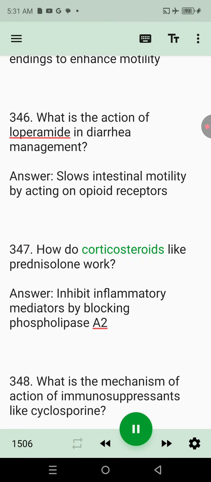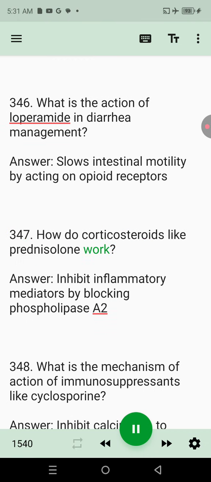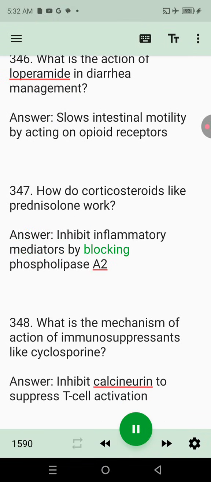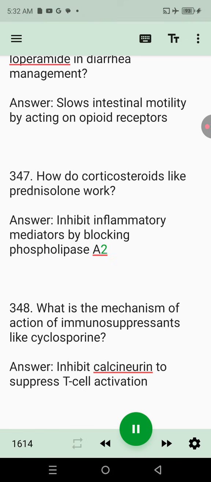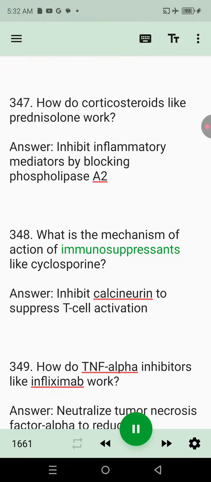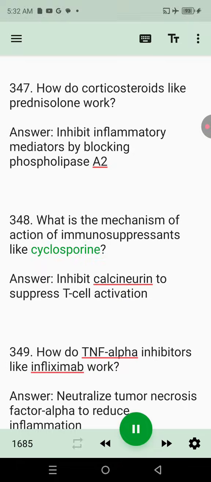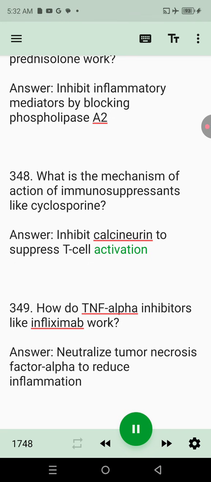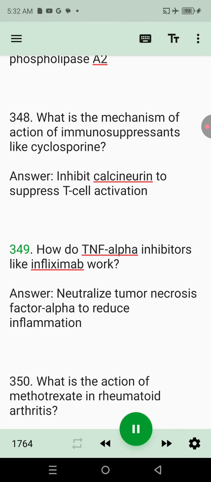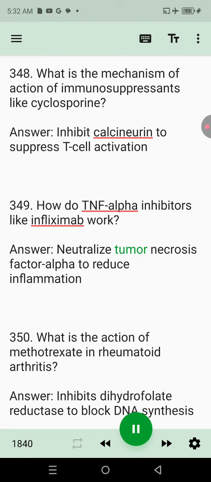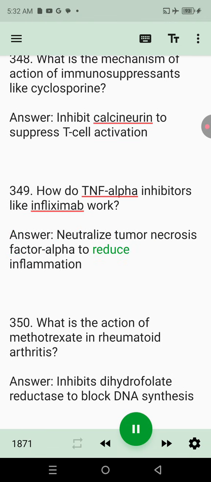347. How do corticosteroids like prednisolone work? Answer: inhibit inflammatory mediators by blocking phospholipase A2. 348. What is the mechanism of action of immunosuppressants like cyclosporin? Answer: inhibit calcineurin to suppress T-cell activation. 349. How do TNF-alpha inhibitors like infliximab work? Answer: neutralize tumor necrosis factor alpha to reduce inflammation.